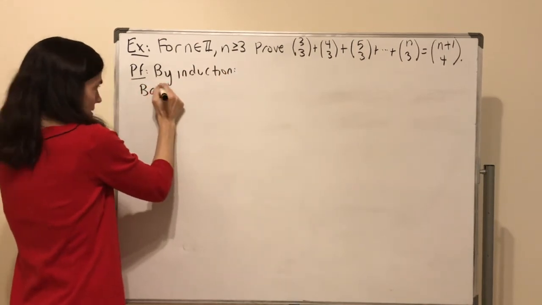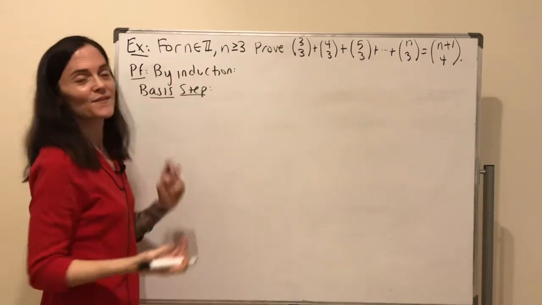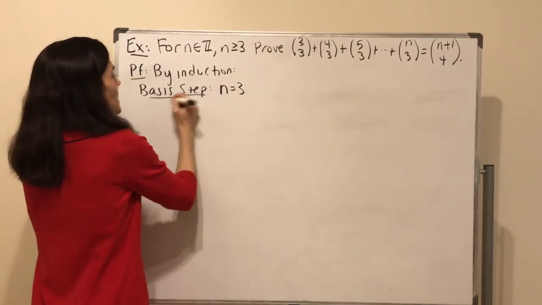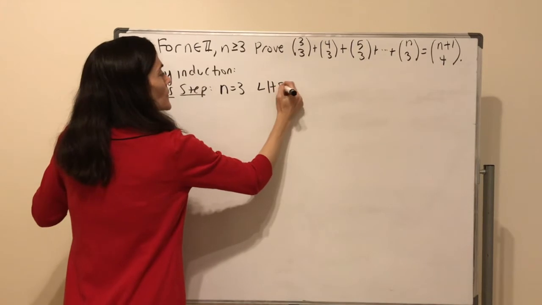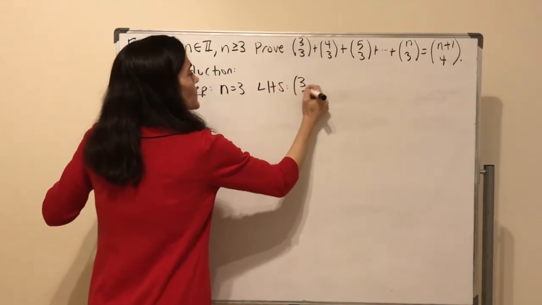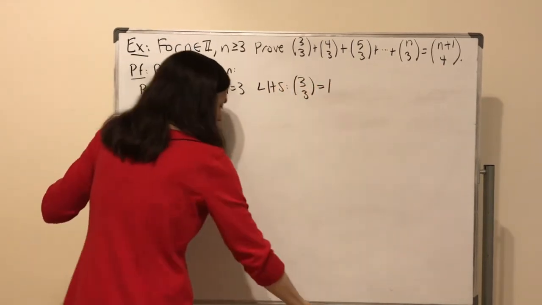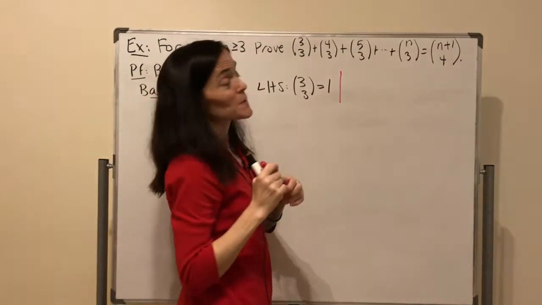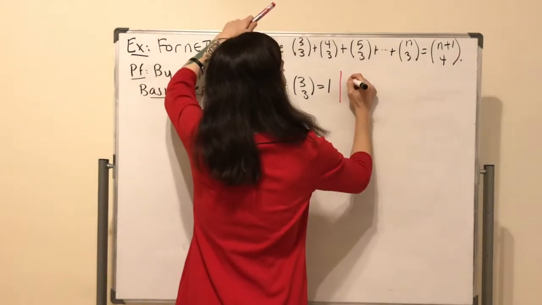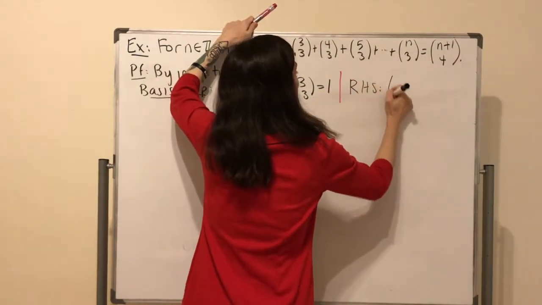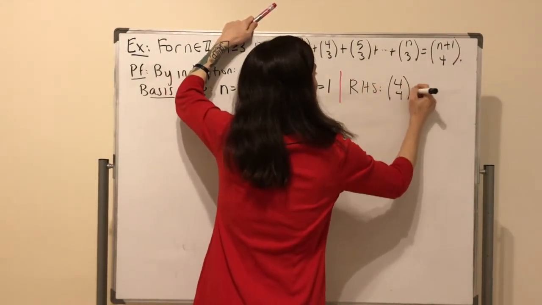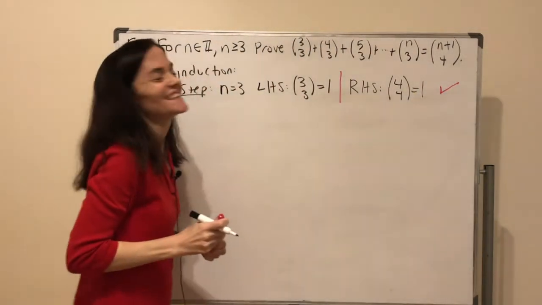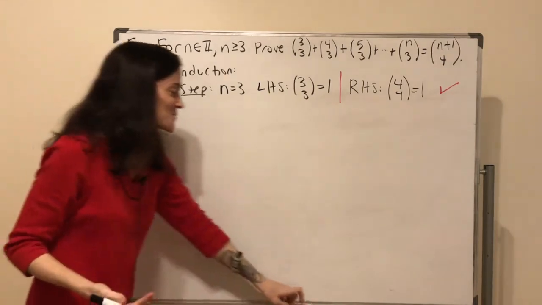In our basis step, we will verify for n equals 3. The left-hand side, this is 3 choose 3, this is 1. And the right-hand side, if we have n equals 3, is 4 choose 4, which is also 1. Okay, so we have verified. 1 equals 1. Everything is wonderful.